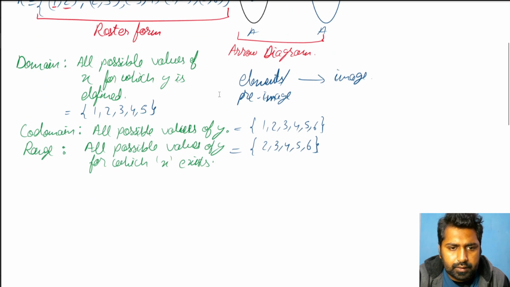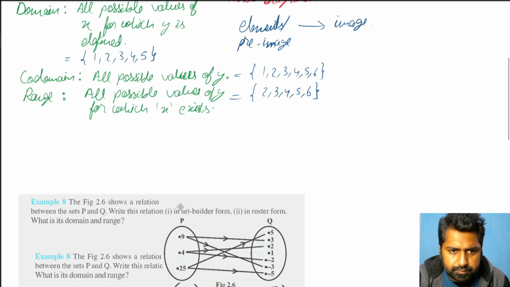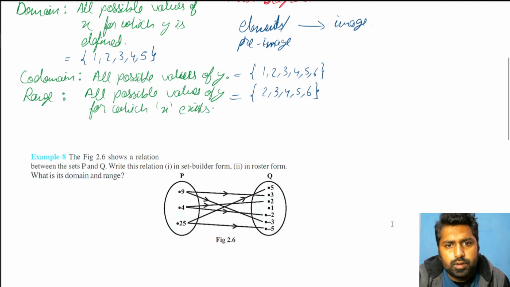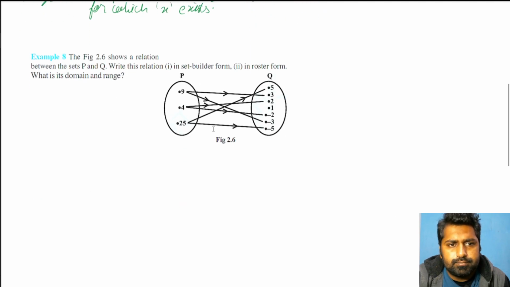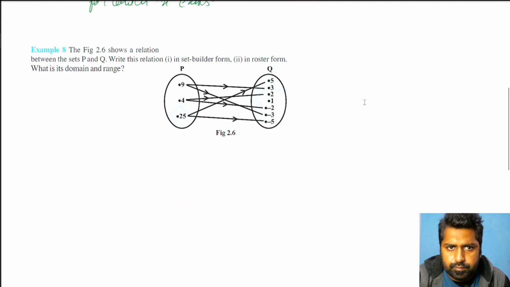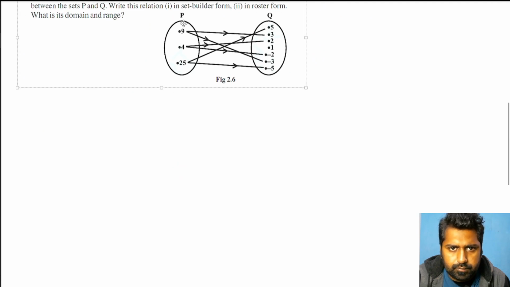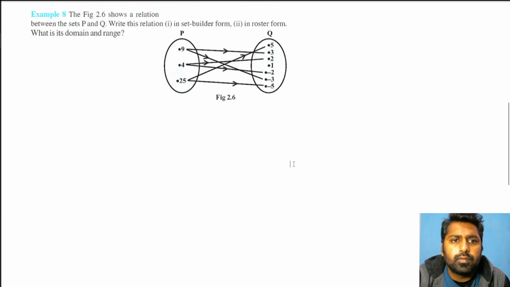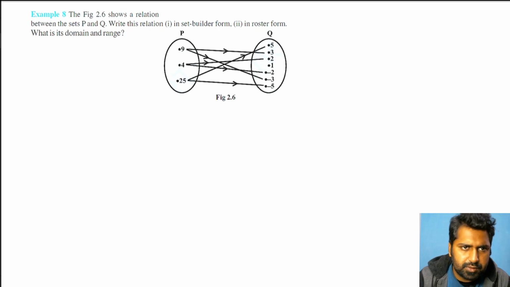Okay. Let's see one more example. So this time a diagram is already given to you which defines a relation. Arrows are being represented. He's saying write the relation in set builder form, in roster form, and find its domain and range. I'll do the domain and range first of all.